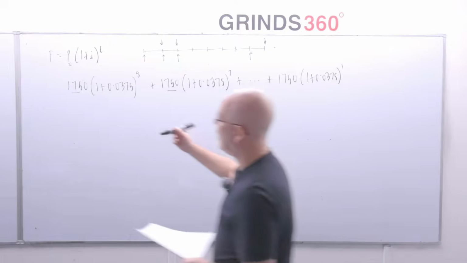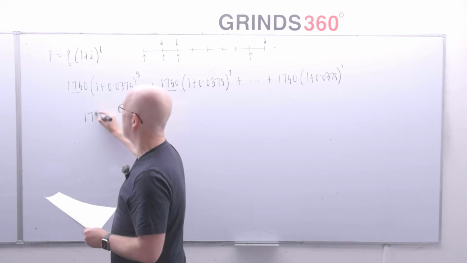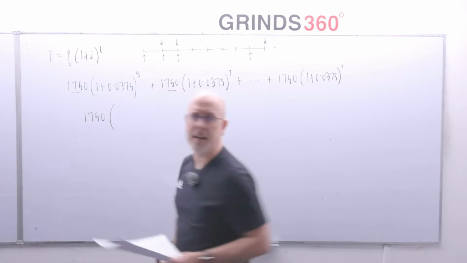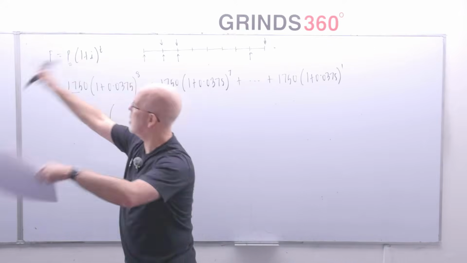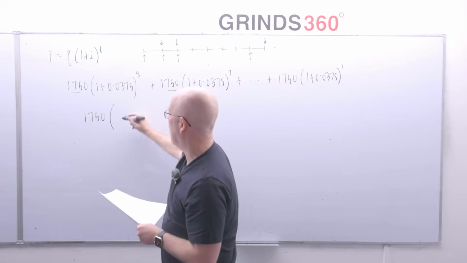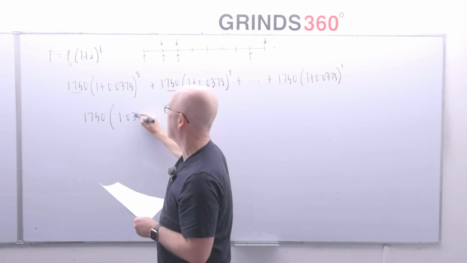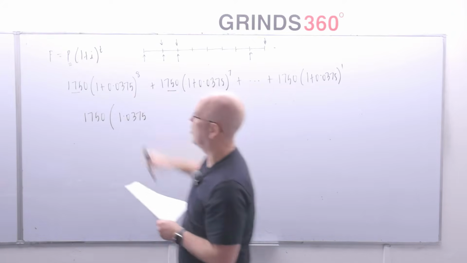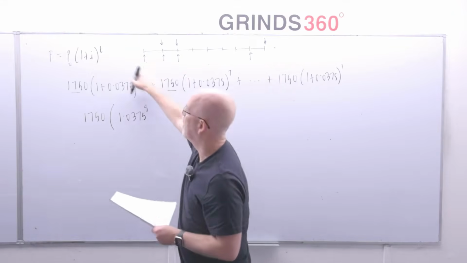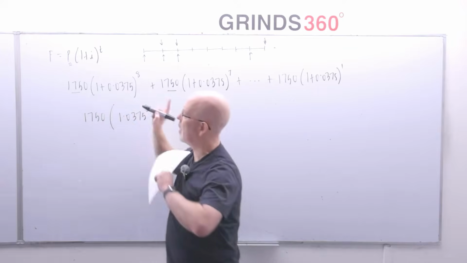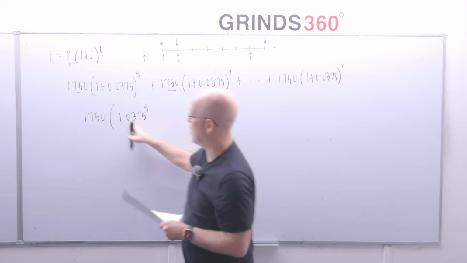So because the 1750 is common to every term, I can pull that outside a bracket like that. And then what am I left with inside the bracket? Well, the 1750's gone outside a bracket here. I'm left with that number there, which is 1.0375. That's just 1 plus 0.0375 to the power of 8. So that number there is this guy. So 1750's gone outside the bracket. I'm just left with this number here, which is that.